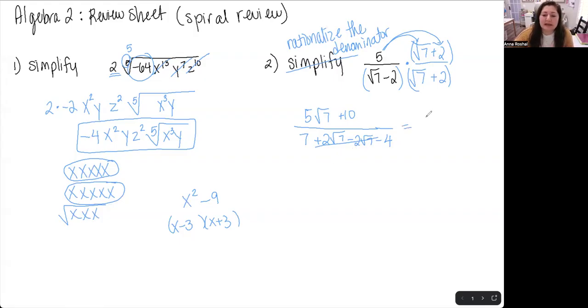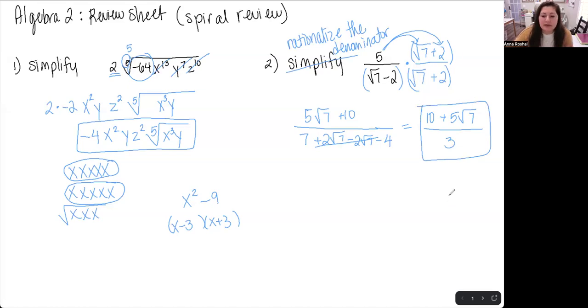And so really, if I were to clean this up, I'm going to go 10 plus 5 root 7, because we always want this in the a plus bi format, and i is your imaginary number, which is the square root of negative 1, right? Over 7 minus 4, which is 3. So this would be my final answer.